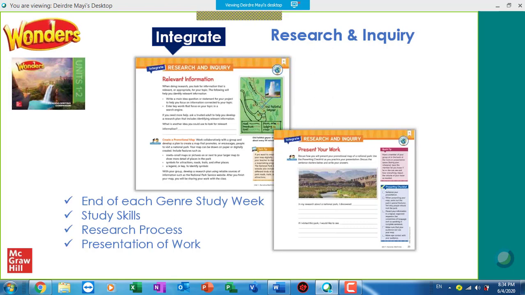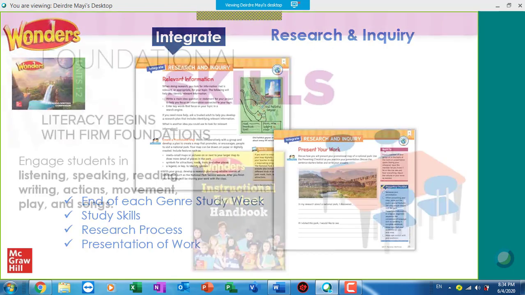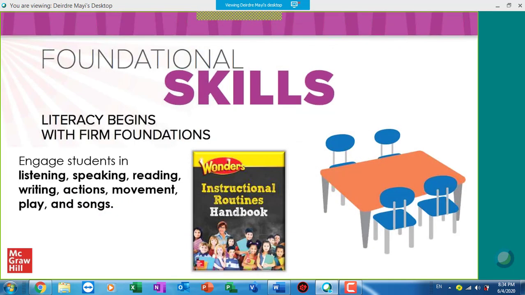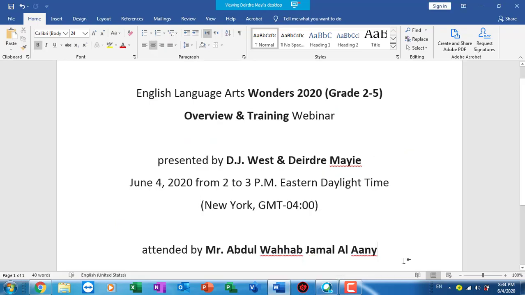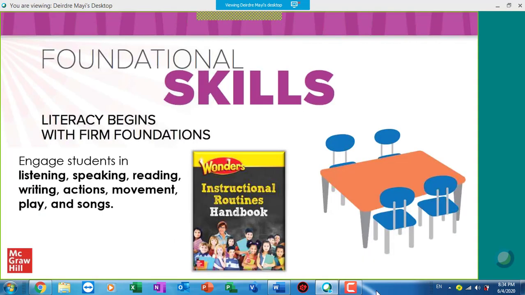Now, we've talked a lot about the text that students will read. Let's take a step back and look at foundational skills, shall we? Again, let me impress upon you that at grades 2 through 5, yes, students are still learning foundational skills. I would ask that you read through the Instructional Routines Handbook. It will talk to you about the importance of foundational skills, even at the grade levels that you teach. And it will explain the approach that we take.